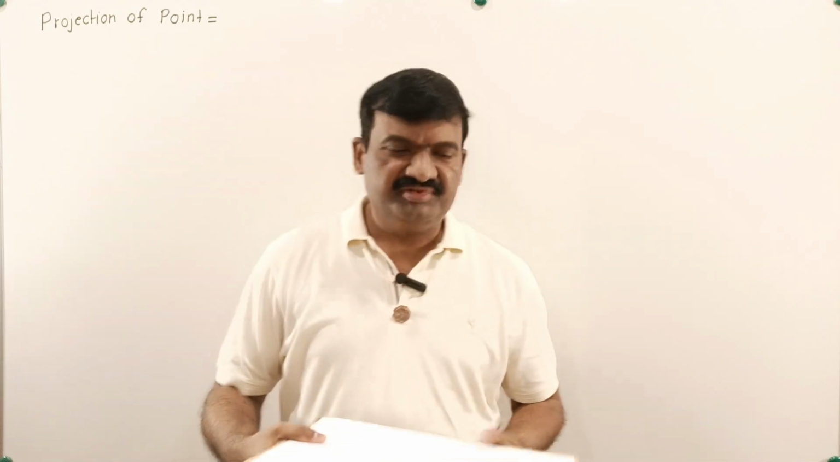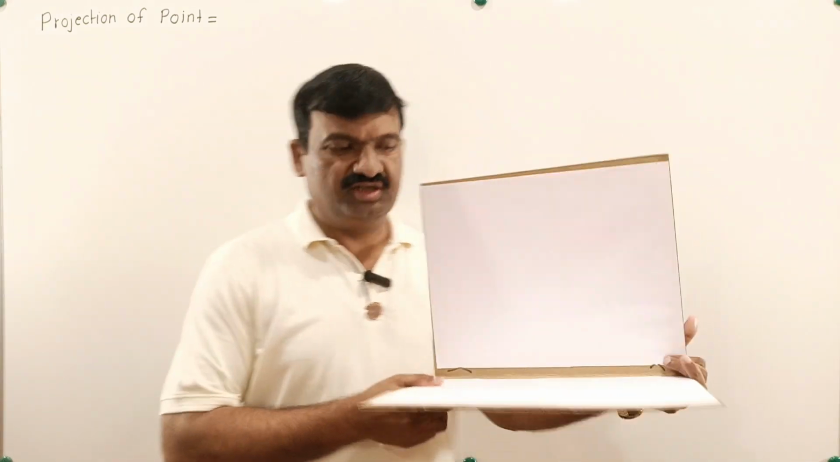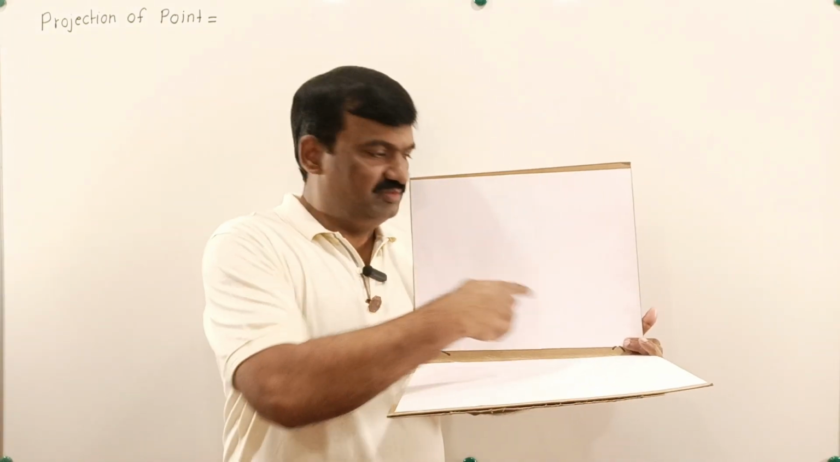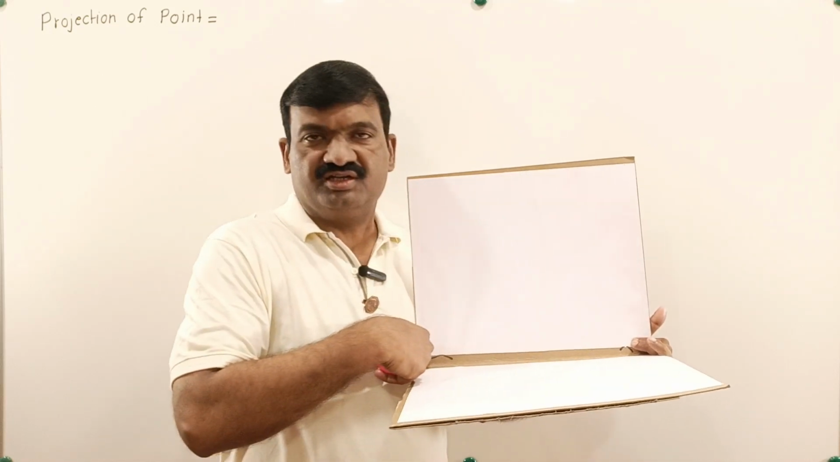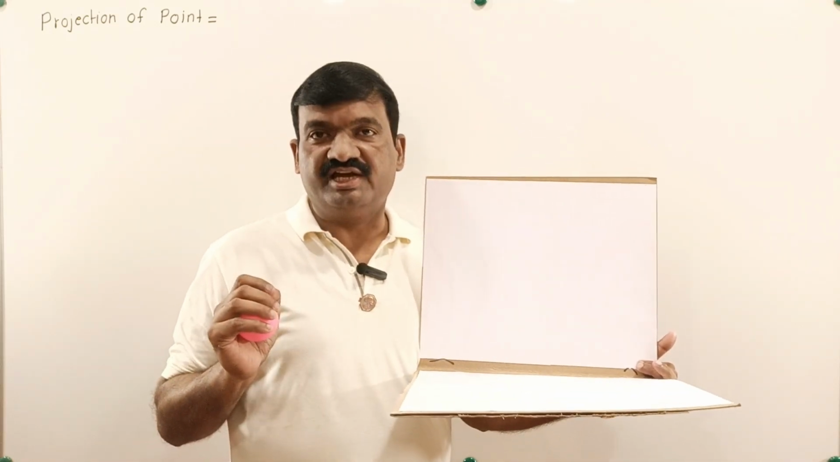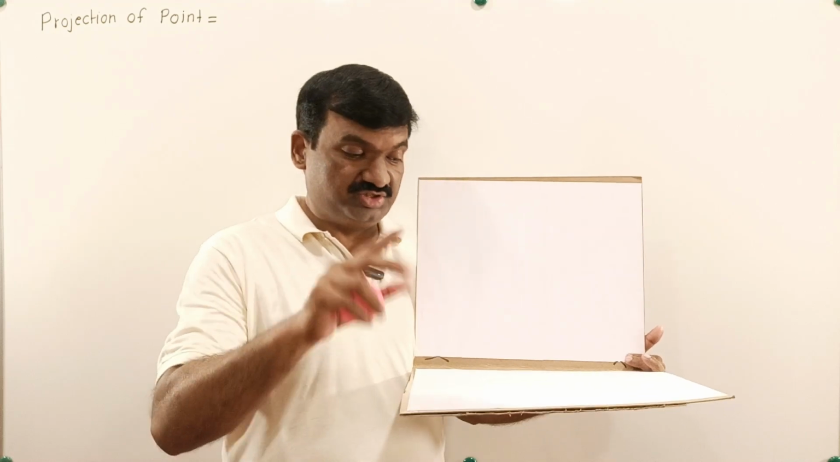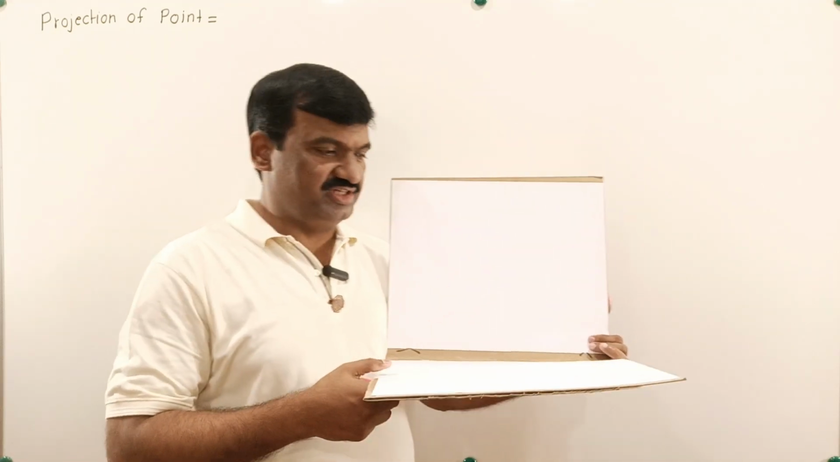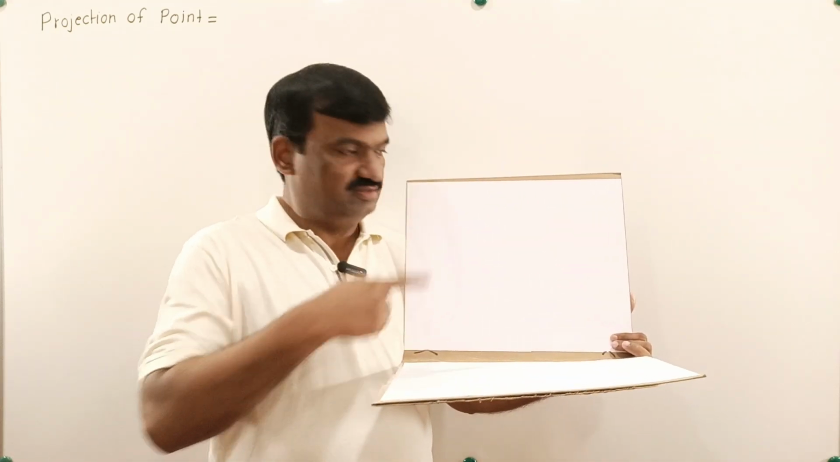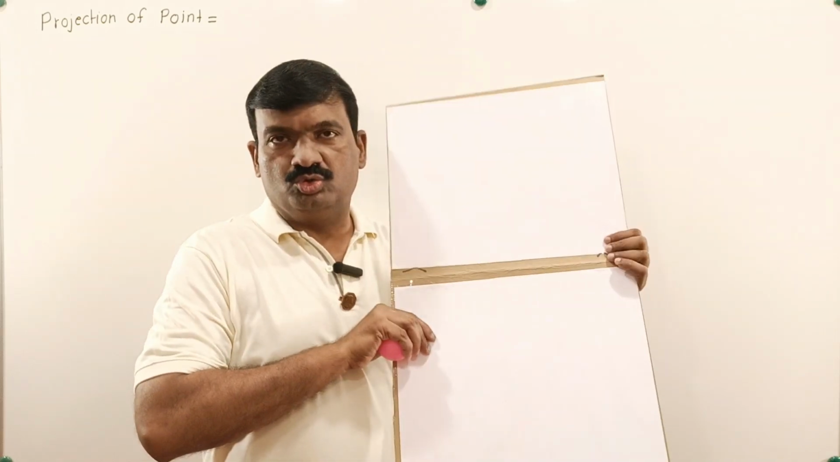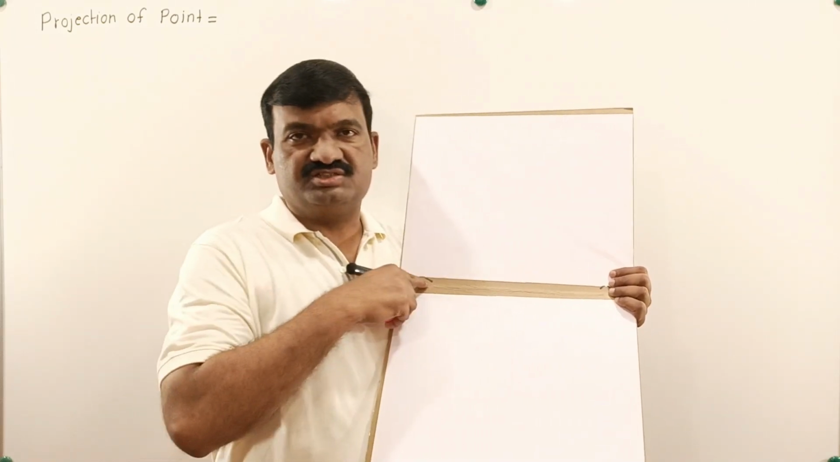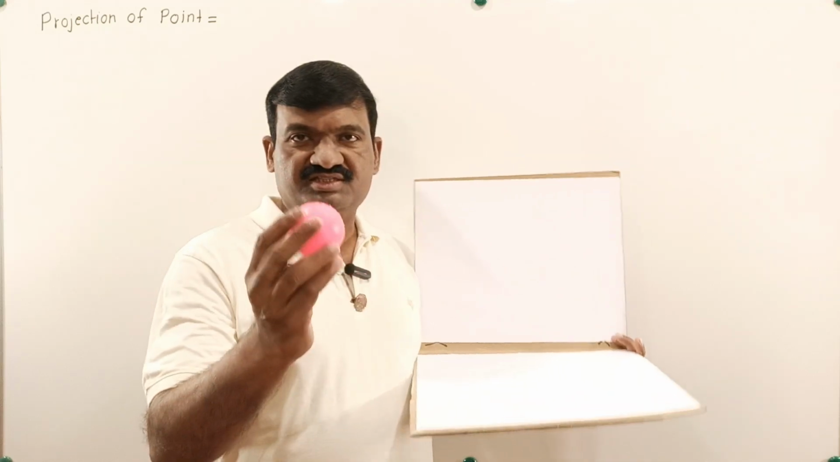There are basically three principal planes. एक होता है horizontal plane, second is a vertical plane, और दोनों को जो सेपरेट करता है that is a XY line, और साइड में होता है प्रोफाइल प्लेन. Now these two principal planes are sufficient. This is horizontal plane, this one is vertical plane, और दोनों को जो सेपरेट कर रहा है this one is XY line. Assume that this is point.